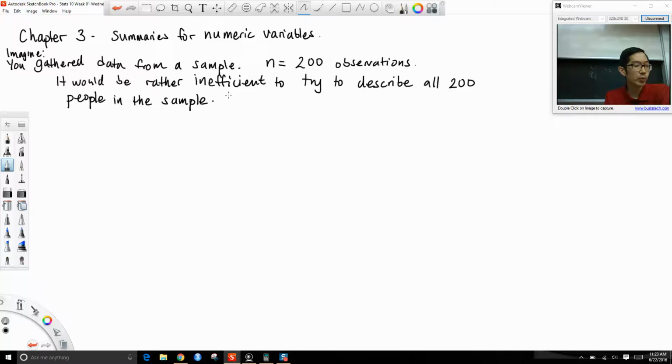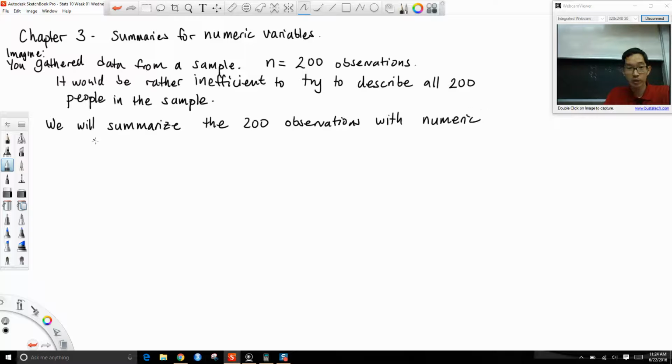And so instead, we can summarize this data with numeric summaries. We will summarize the 200 observations with numeric summaries, and we often call these statistics. And so we're familiar with this idea here. So, examples of statistics that we are already familiar with.